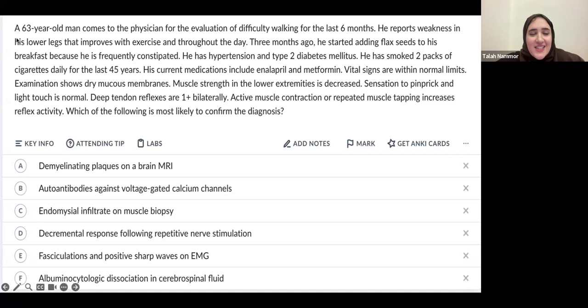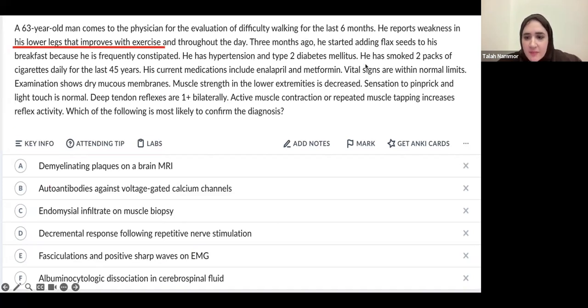A 63-year-old man comes to the physician for the evaluation of difficulty walking for the last 6 months. He reports weakness of his lower legs that improves with exercise and throughout the day. 3 months ago, he started adding flax seeds to his breakfast because he's frequently constipated. He has hypertension and type 2 diabetes.